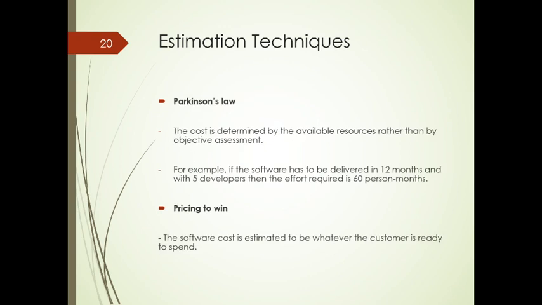There's Parkinson's law, where the cost is determined by the available resources rather than the objective statement. For example, 12 months, 5 developers, that's 12 times 5, that's 60 person months. So how much do you price for each person month? That's Parkinson's law. The other one is pricing to win. Just tell a price where you can win.